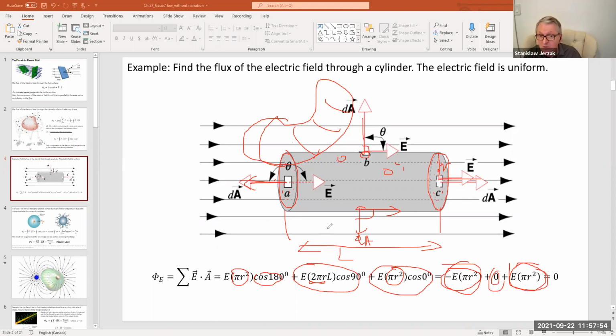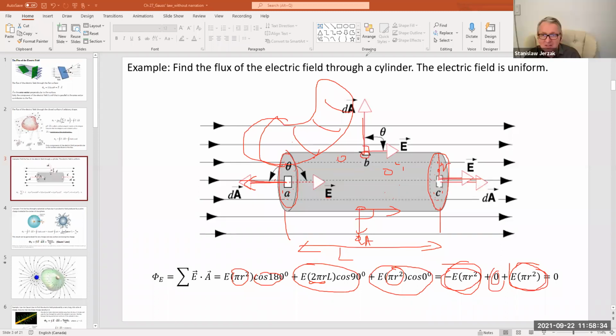Why? I didn't have to do integration. It was not needed because the electric field within this circle, at any point, has the same magnitude in the same direction. Within this circle, the electric field was uniform, and within the side surface, the electric field everywhere had the same magnitude, although different directions. So that was particularly simple. But as you will see in the future, the electric field will be non-uniform, but we will still be able to do flux calculations very, very easily. Okay, thank you.